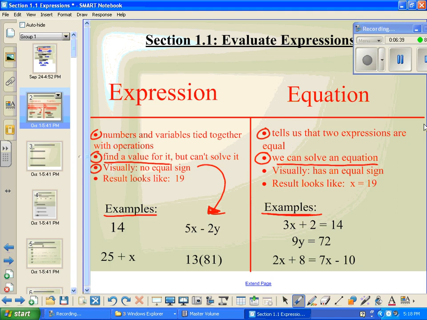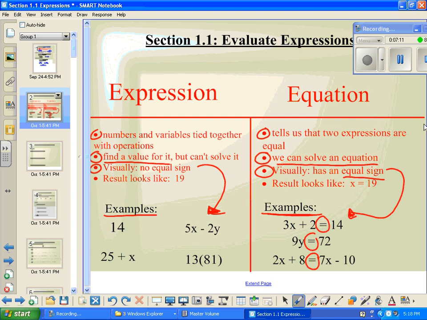They're numbers and then variables and operations that tie them together, just like the definition says. The nice thing with equations is that they have an equal sign. So if I look at all my examples down here, I can see that 3x plus 2 equals 14. There's an equal sign right there. 9y equals 72. 2x plus 8 equals 7x minus 10. All those must be equations because visually they have that equal sign in them. So that's the one nice thing about equations: I can just look at it and say, oh, that's an equation. It has that equal sign right in the problem.